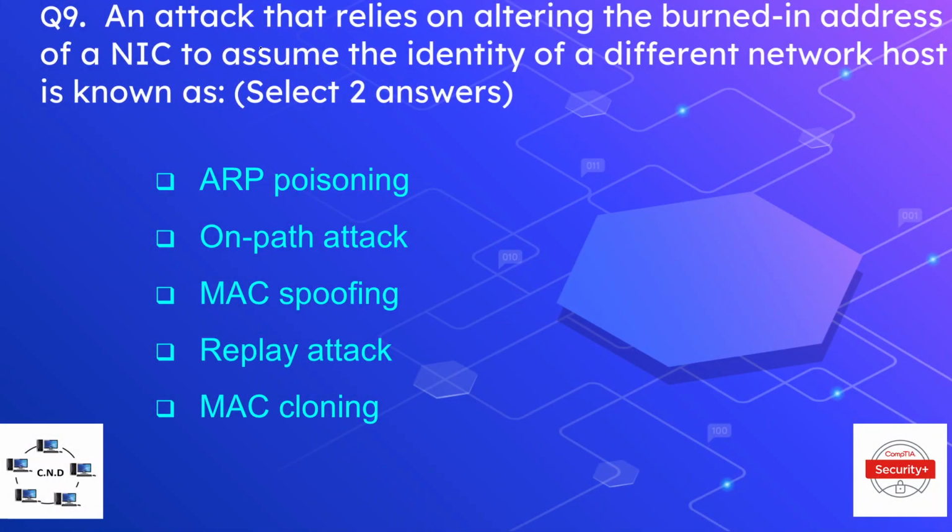Question number 9 is that an attack that relies on altering the burned-in address of a NIC, network interface card, to assume the identity of a different network host is known as, and we have again to select two options. The options are ARP poisoning, on-path attack, MAC spoofing, replay attack, or MAC cloning. And the correct options are MAC spoofing. So by changing the MAC address of your NIC, you are spoofing the MAC address, and you are also cloning the MAC address of another device. So these are the two correct options.